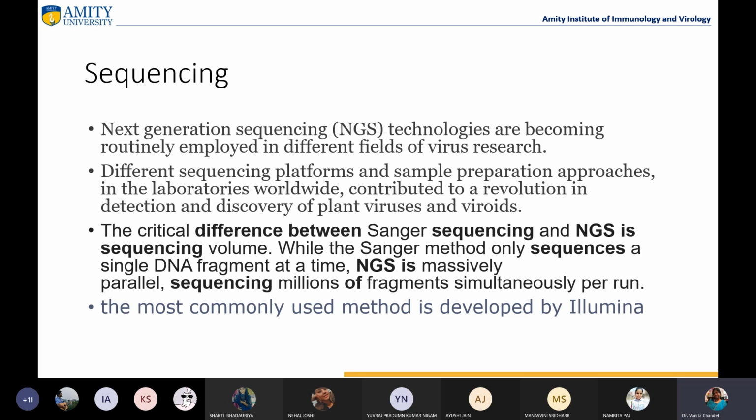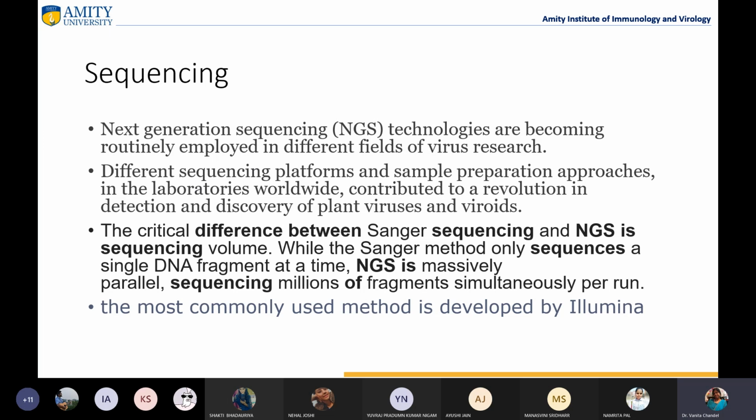Next generation sequencing technologies are becoming very good, and these are being employed in virus research. In NGS, we can identify a number of sequences at one time. Earlier we used to go for the Sanger sequencing method, which can only sequence a single DNA fragment at one time, right? But in NGS, millions of fragments can be sequenced simultaneously per run. That is why Sanger sequencing is being replaced by next generation sequencing technology.